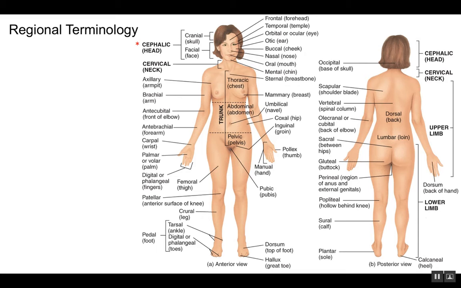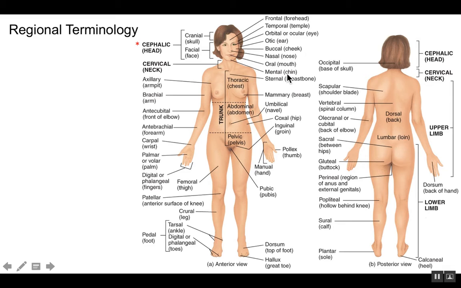To begin, let's look at the word cephalic. Cephalic means pertaining to the head. It's not used all the time, but we'll be using it occasionally to reference the head. Notice that there's a lot of other terms that correspond to regions of the head, whether it's frontal, temporal, buccal refers to the cheeks, nasal, oral, mental refers to the chin.